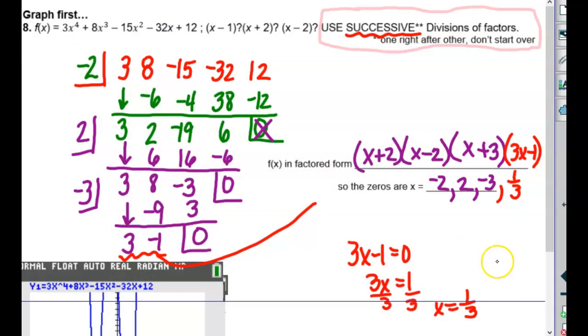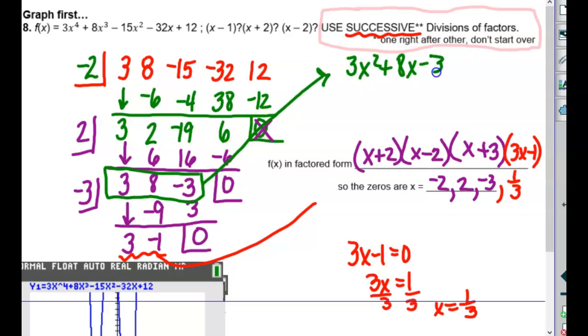Okay, how we doing? I did want to show you real quick that right here, I could have stopped because I was down to a quadratic, 3x squared plus 8x minus 3. If you're a good factorer, this would be a plus 9x minus 1. Do you see that would have taken care of those last two terms without doing one more division? Okay.